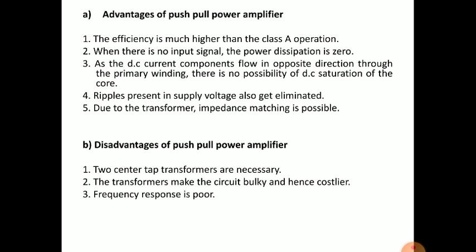Advantages of push-pull power amplifier. The efficiency is much higher than the class A amplifier. Of course, from the derivation of eta, we have seen the increase in the efficiency. When there is no input signal, the power dissipation is 0. As the DC current components flow in opposite directions through the primary winding, there is no possibility of DC saturation of the core.